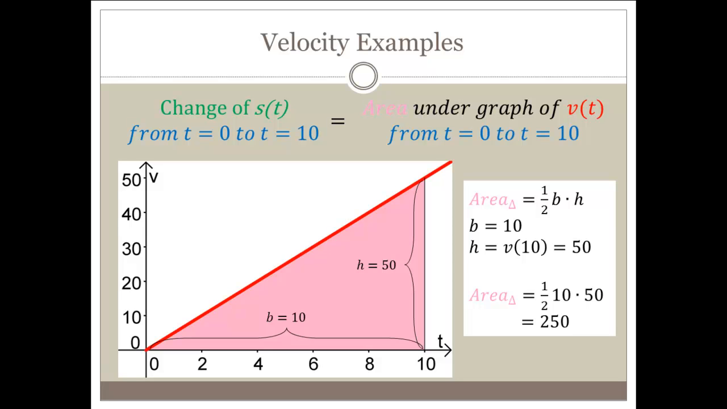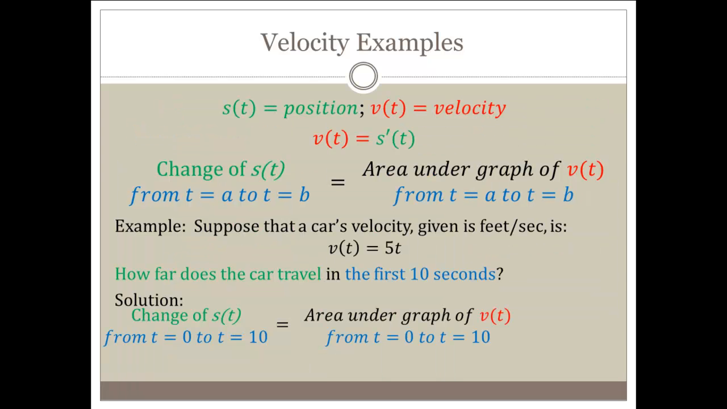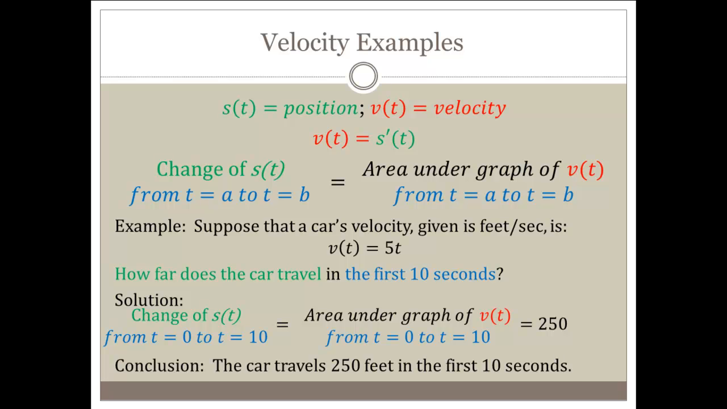Bringing this back to our original question of how far the car has traveled, we have that the change of s of t from t equals 0 to t equals 10 equals the area under the graph of v of t from t equals 0 to t equals 10, which we now know is 250. So our conclusion is that the car travels 250 feet in the first 10 seconds.